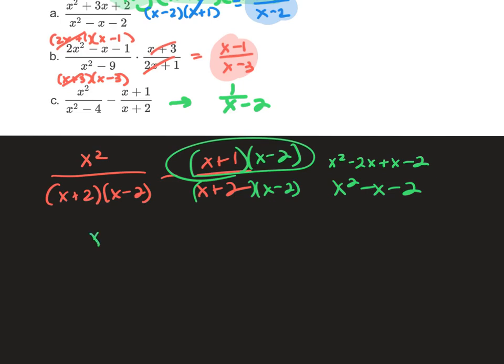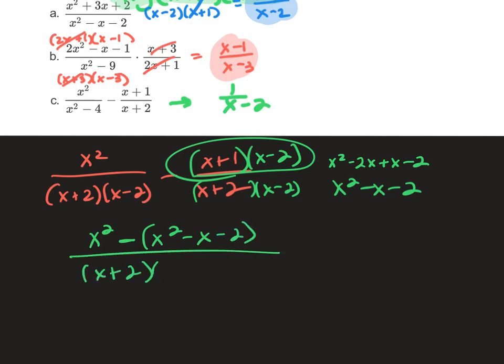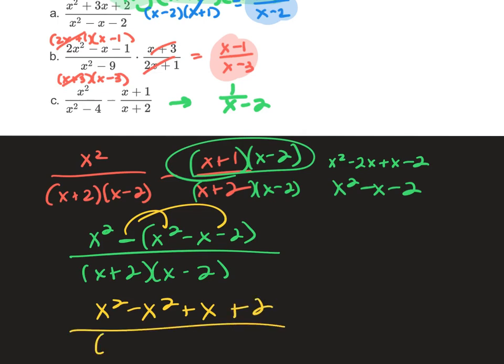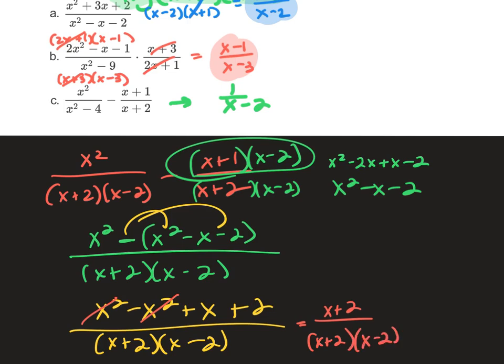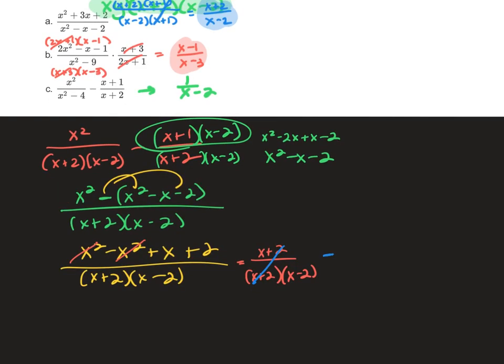So from the first numerator, I have x squared. Then it's a minus, which means everything after this is going to change signs: x plus 2, x minus 2. This negative gets distributed, and I get x squared minus x squared plus x plus 2 over x plus 2, x minus 2. And then these cancel, and I end up with x plus 2 over x plus 2, x minus 2. The x plus 2s cancel, and I end up with 1 over x minus 2.